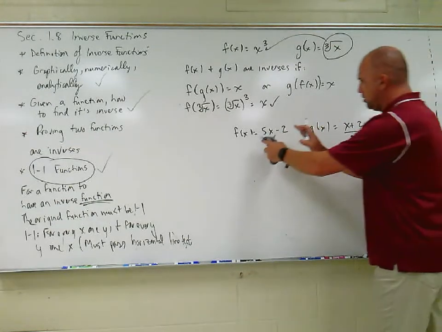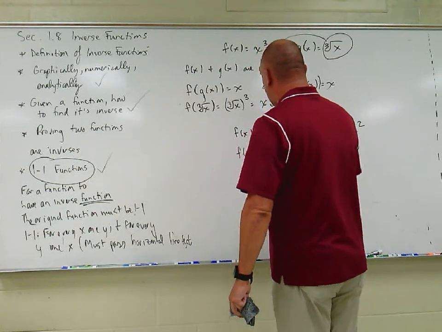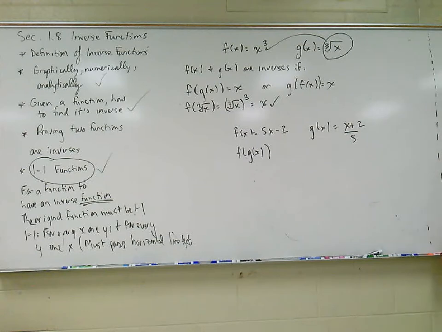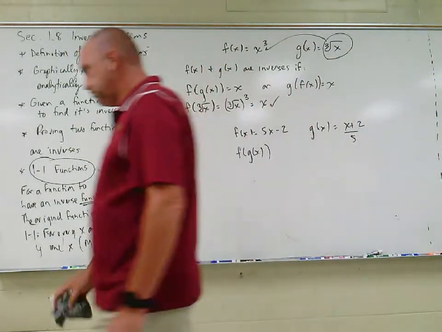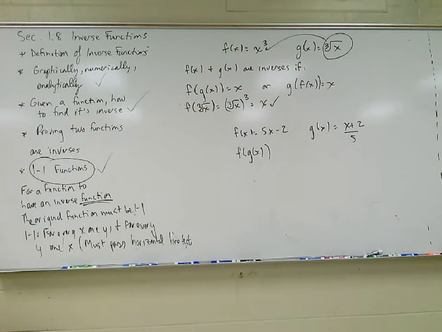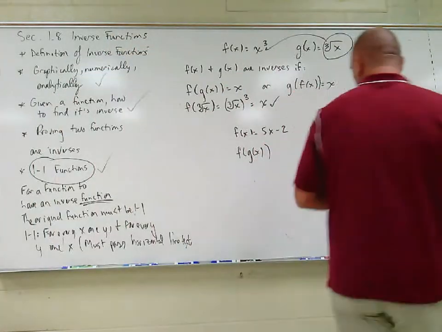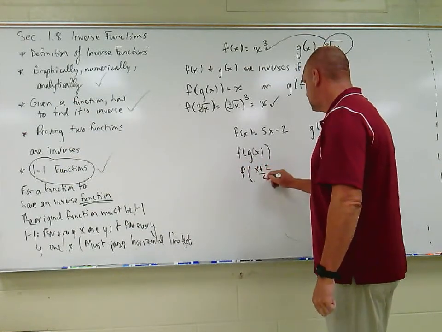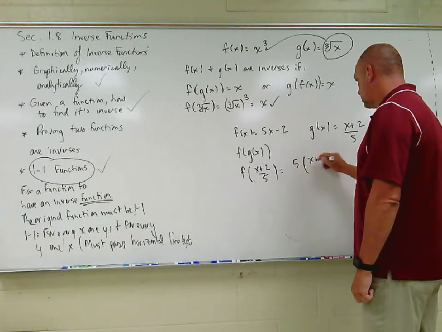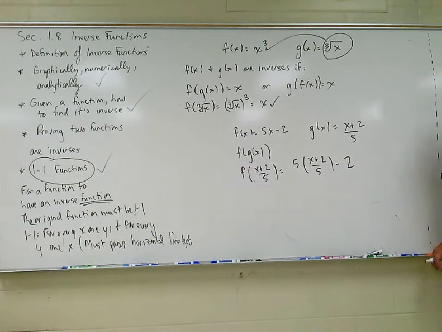Okay? So why don't you do this one here, do f of g, show your work, and you should get x. What happens if you don't get x? You made a mistake. So it's one or the other. So just go back and double check. Okay. It does not matter which one you sub into the other. Sub one into the other, simplify, you should get x.